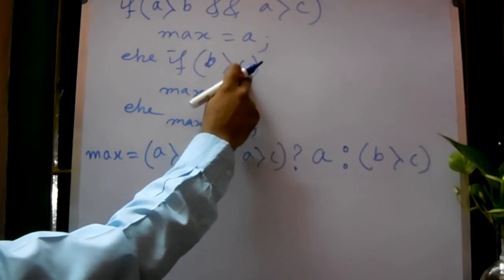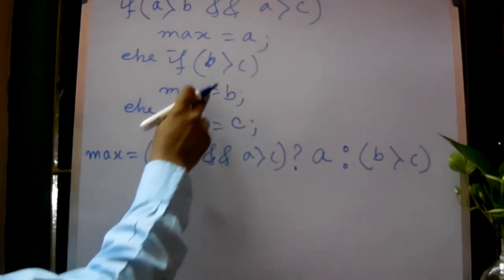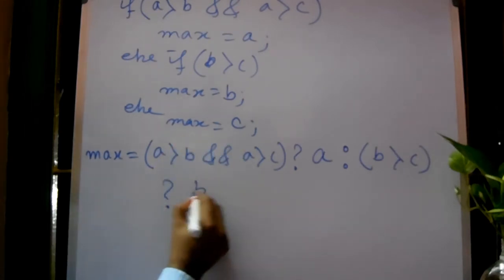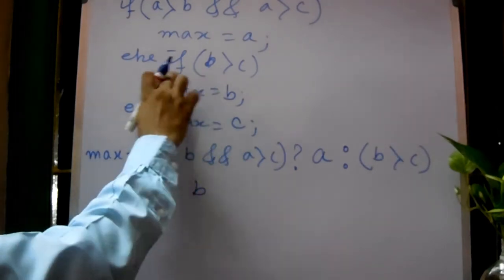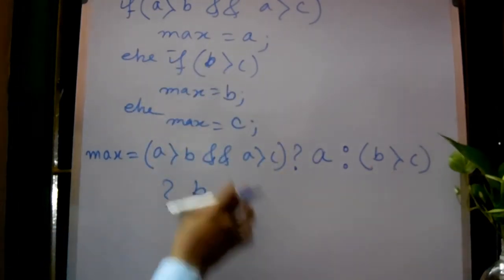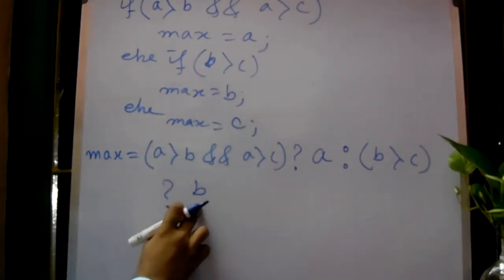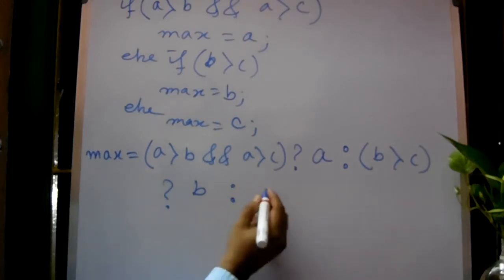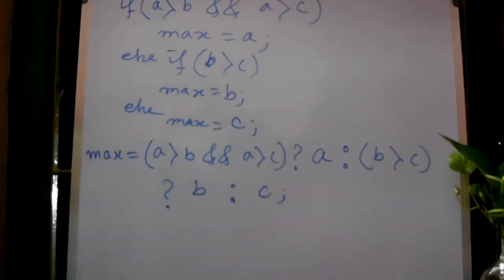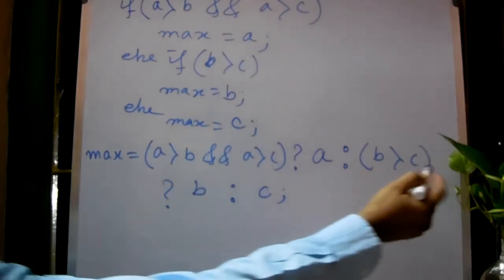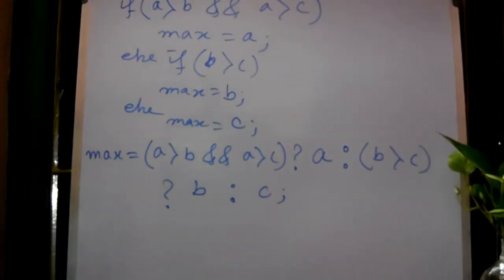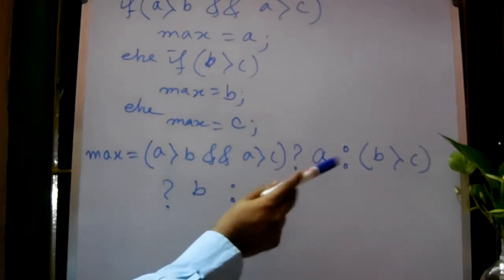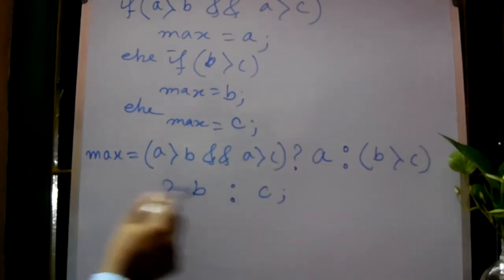If it happens, what is the value coming in the if part? Again you give the question mark, it is b. If the condition b greater than c works, then max equal to b, so we are storing b. Otherwise, in this else, max will be c. That is all, and you have to end this line with a semicolon. So this is the complete statement, and max will be either a, b or c.